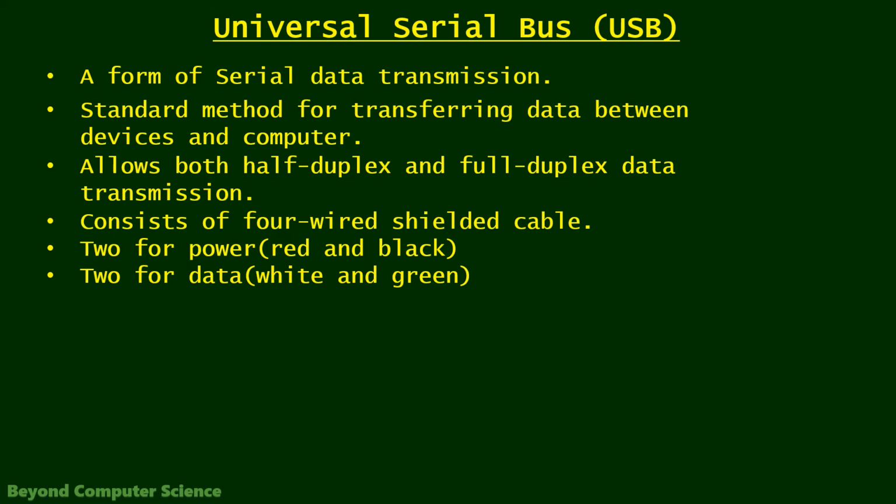So a USB cable consists of four wired shielded cable. Now in one USB cable, you have four wires. Two are for power, the red and black color one. Those are for power. And two for data, white and green. So white and green are used to transfer data. They are actually used for transferring data.